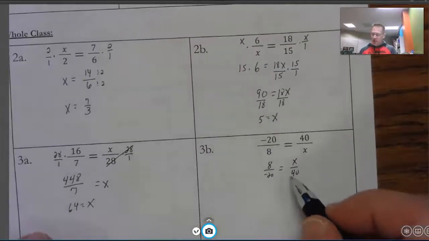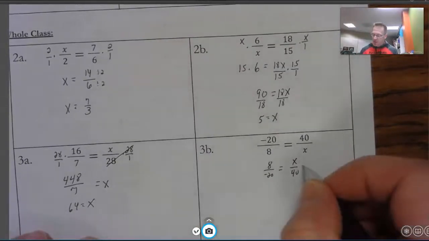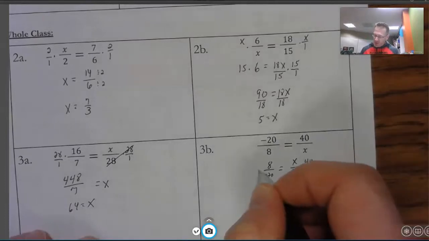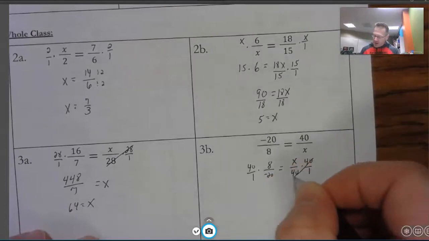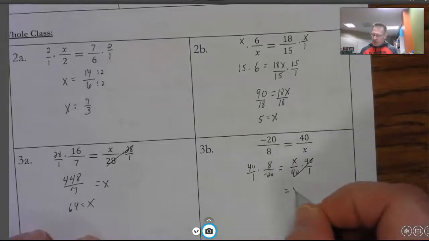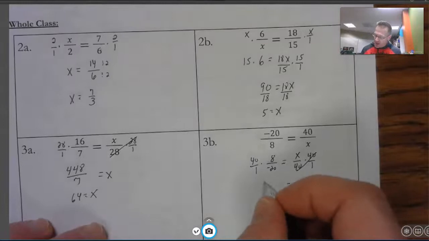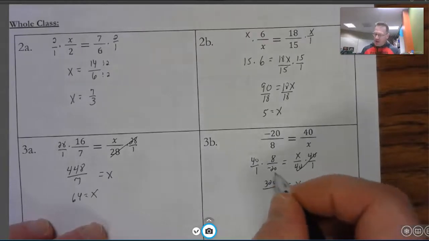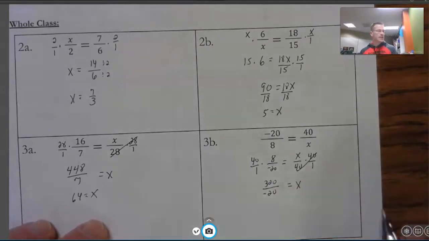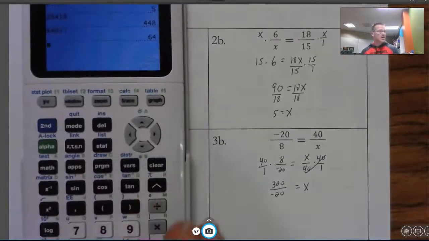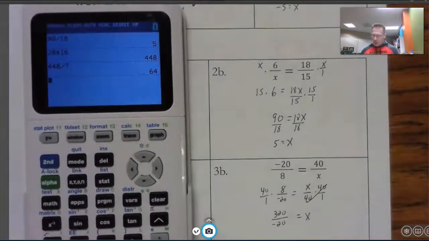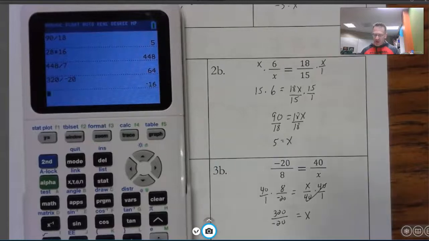Now I just have to undo the division on the right side. So I'm dividing by 40, so I'm going to multiply by 40 on both sides. That undoes that, equals x over 1. And then once again, now I can just do my multiplication over here. 40 times 8 is 320. 1 times negative 20 is negative 20. And then now I can just do that division fact to get my answer here. 320 divided by negative 20 is negative 16.